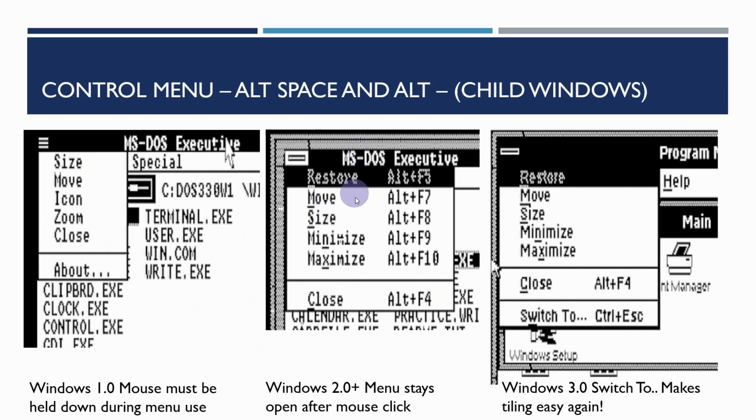In doing this, it actually made it quite difficult to tile windows. And in fact, as we'll see in a couple of pages time, Windows 3 introduced a switch to, and this actually provided a pop-up window where we could actually tile multiple windows on the screen at the same time. So this is an example where something you could do quite easily in Windows 1 became difficult in Windows 2, and then they added a new feature in Windows 3 to actually allow you to tile windows more easily.